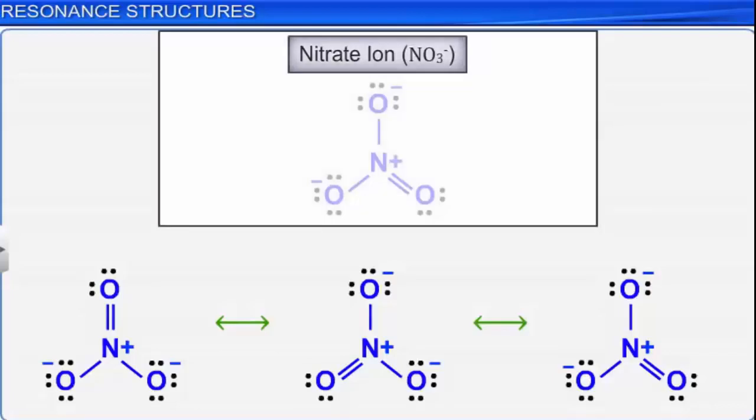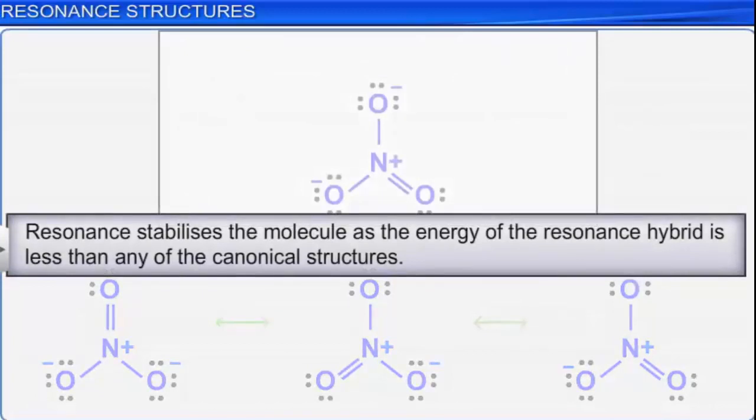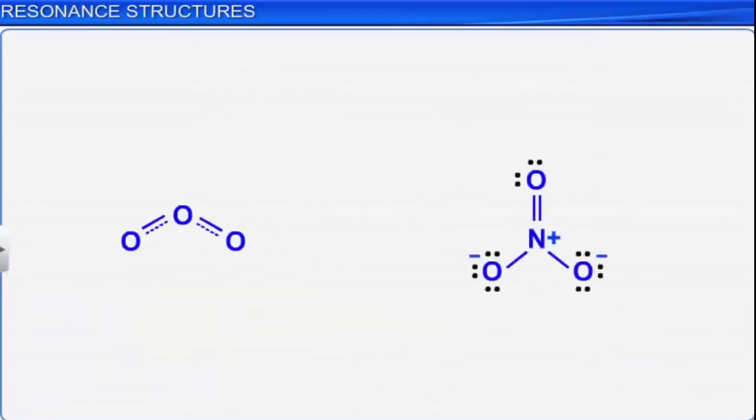Thus, we can conclude that resonance stabilizes the molecule as the energy of the resonance hybrid is less than any of the canonical structures. Also, a molecule can have only a single structure, that is, the resonance hybrid of all the canonical forms.